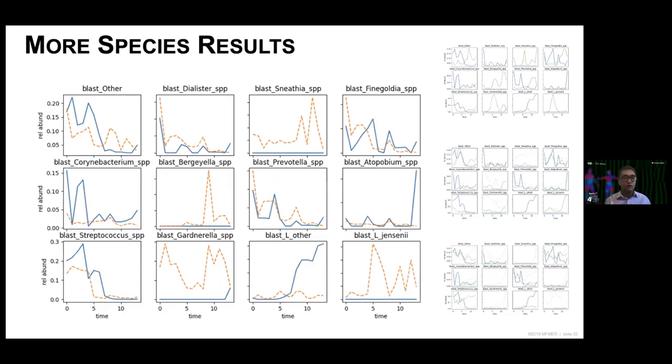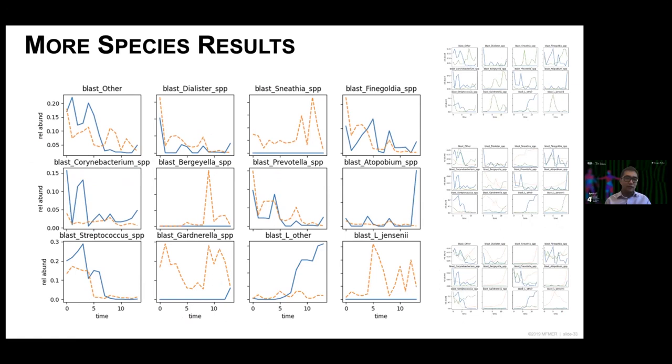And then we can also look at all the other species in the vaginal microbiome as well. And this is a snapshot of what we have in these cases. You can see that this seems to work pretty well, not for every species, but overall it seems to make pretty reasonable predictions.